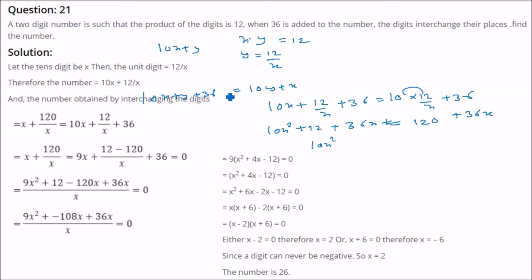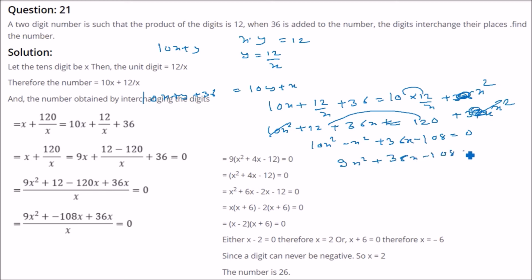So 10x plus y, when you multiply it by x, you get x square here, and then multiply by x, you get x square here also. So 10x square minus x square, I am bringing this here. Then we have plus 36x, and then 12 minus 120, that is minus 108 equal to 0. So 9x square plus 36x minus 108 equal to 0.